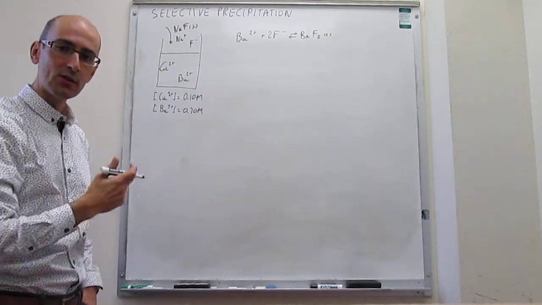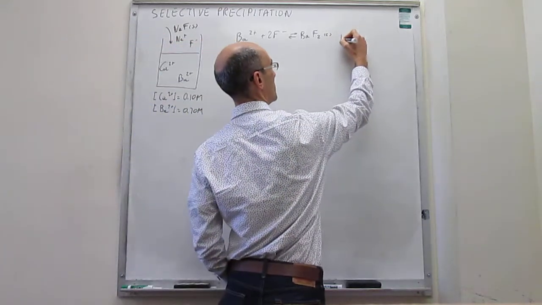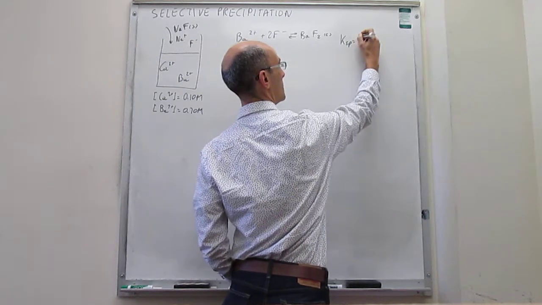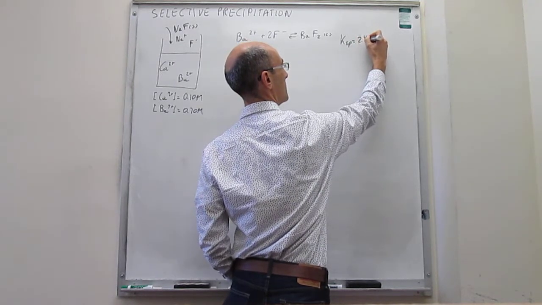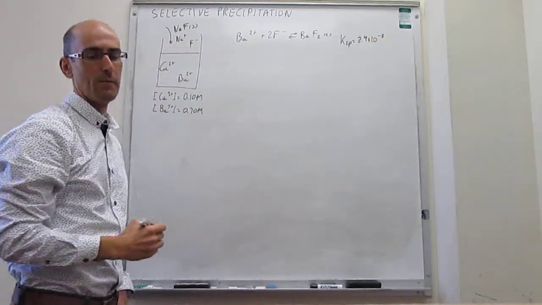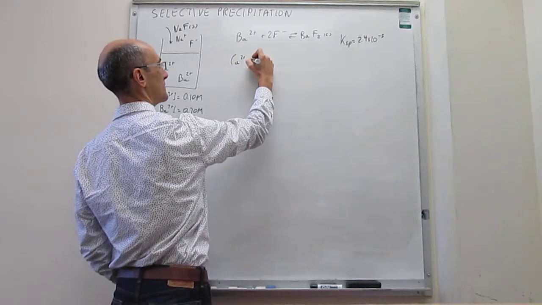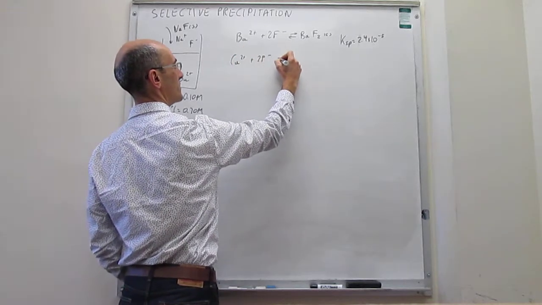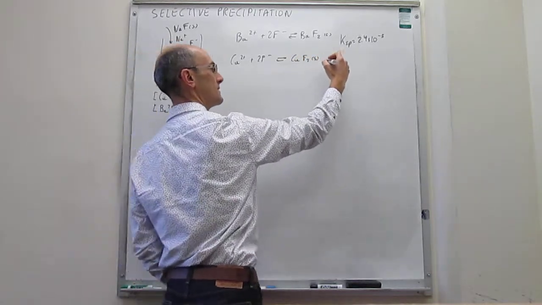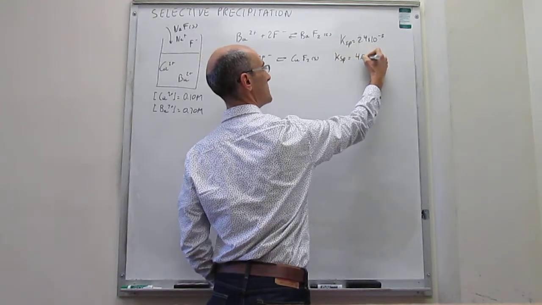The solubility product for this barium fluoride has a value of 2.4 times 10 to the minus 5. Then calcium will also precipitate: calcium 2+ plus 2 fluoride generates calcium fluoride. It's a solid, and the solubility product of this salt is 4.0 times 10 to the minus 11.